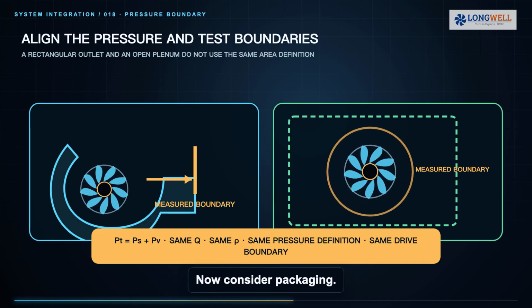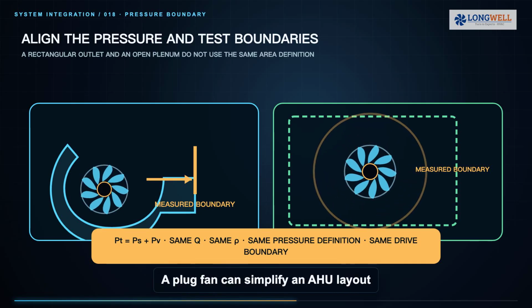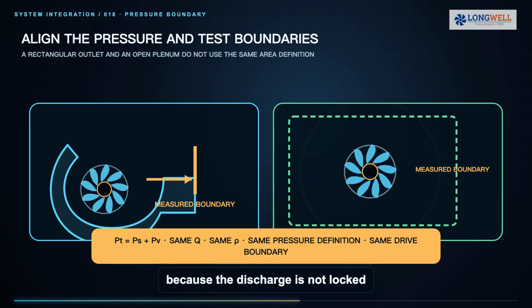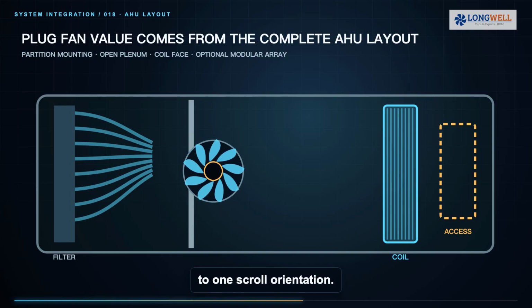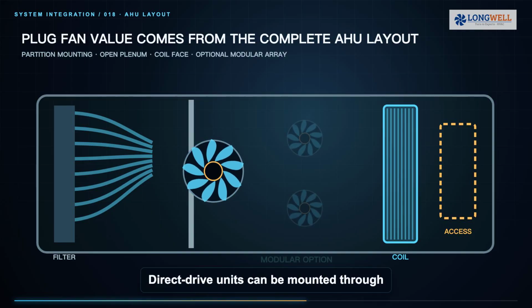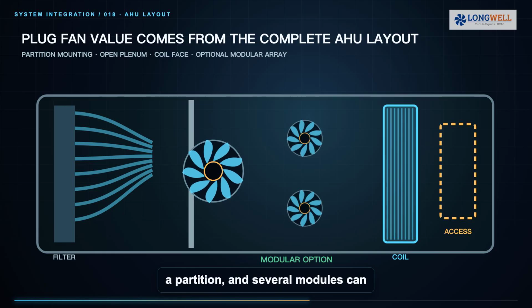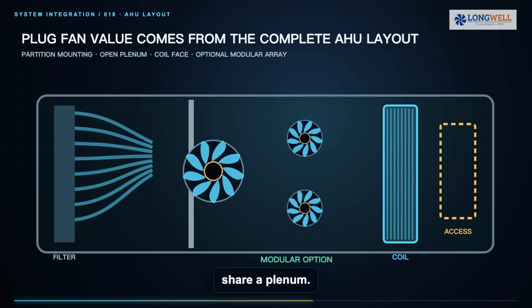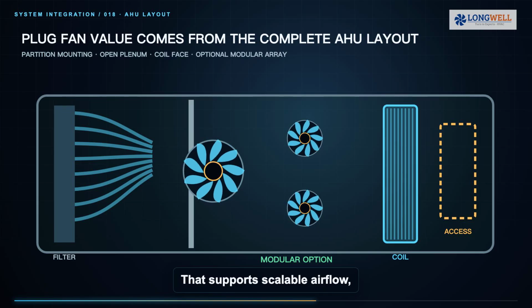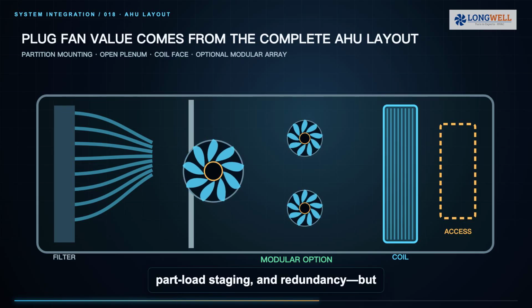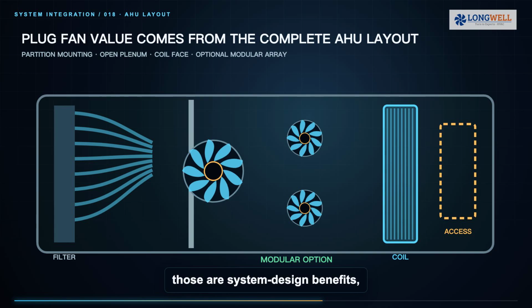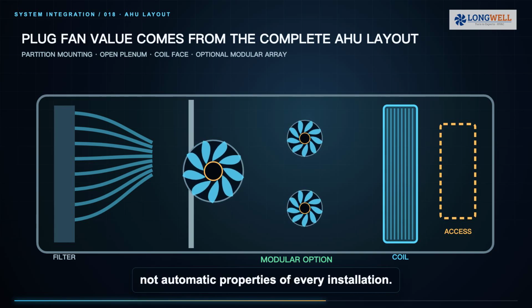Now consider packaging. A plug fan can simplify an AHU layout because the discharge is not locked to one scroll orientation. Direct drive units can be mounted through a partition, and several modules can share a plenum. That supports scalable airflow, part load staging, and redundancy, but those are system design benefits, not automatic properties of every installation.